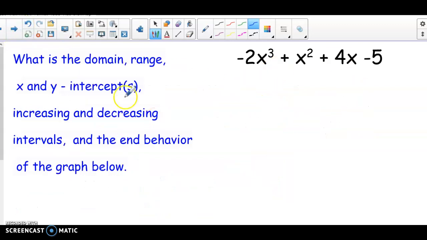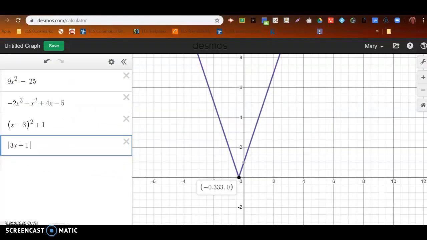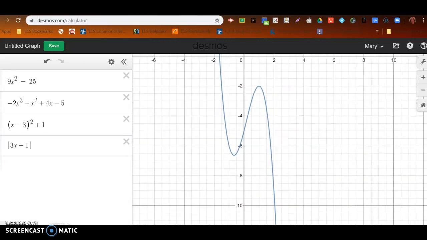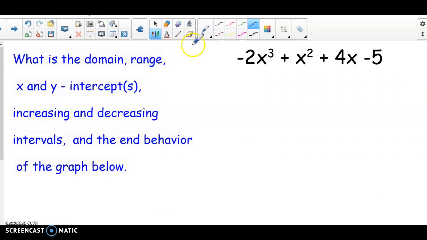Looking at this graph, we want to know all of this information. So if we go back to our Desmos, we have it graphed, and we have several different things that we can look at on here. All right, so when we look at this, the domain continues moving left and right, and the range continues moving up and down. So we can pretty much answer our domain and range problems: negative infinity to positive infinity for both of those.